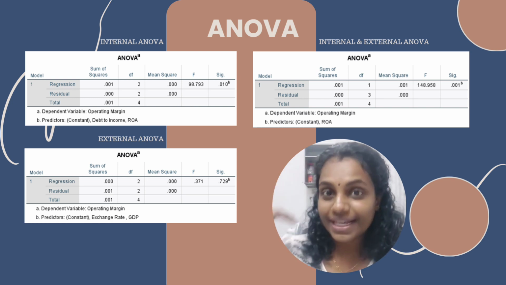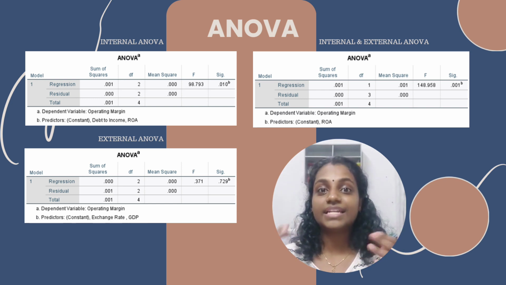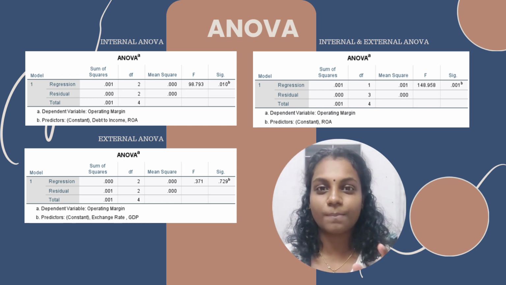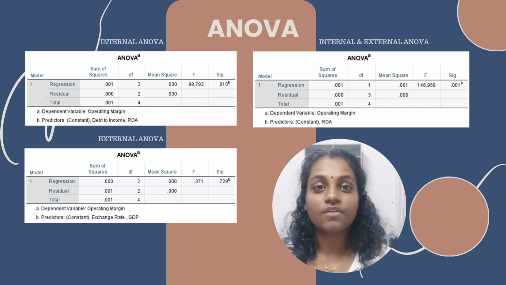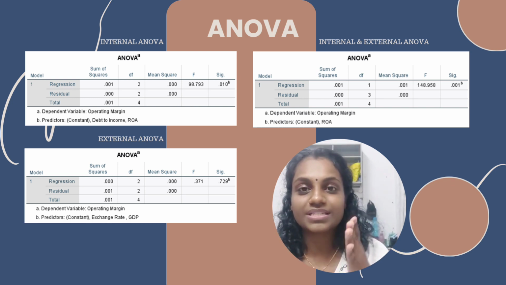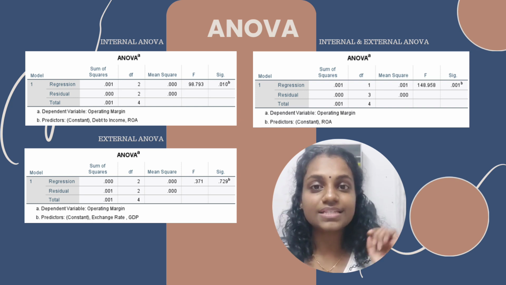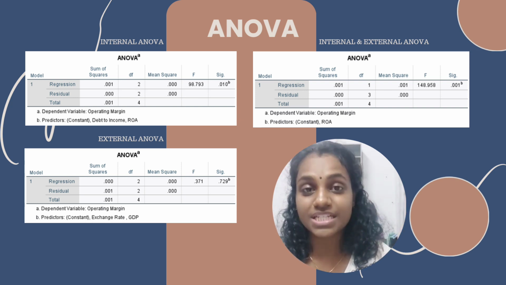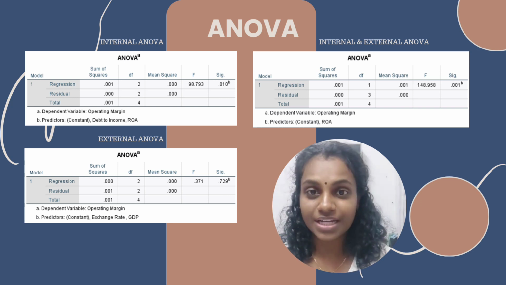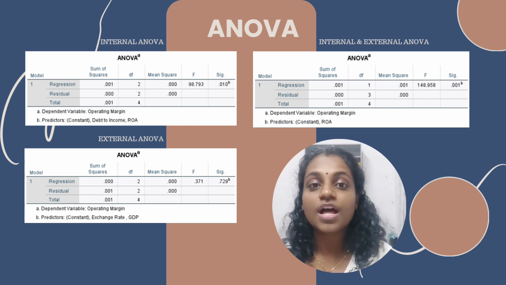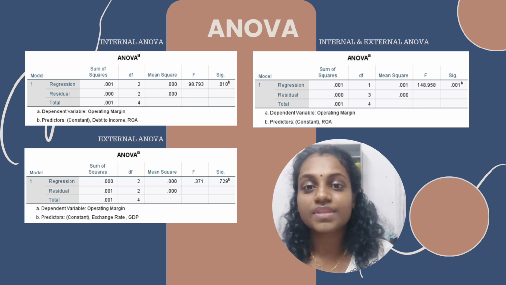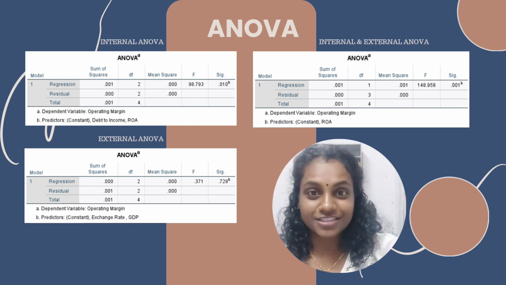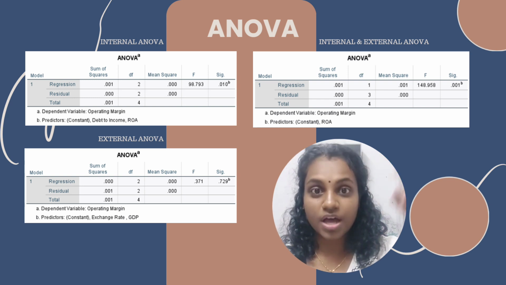And then let's move to the external ANOVA, which indicates that the model is not statistically significant for predicting operating margin, with a p-value of 0.729. This suggests that the combination of predictors, which is exchange rate and GDP, does not have a significant impact on the dependent variable, operating margin. And the last one is internal and external ANOVA.